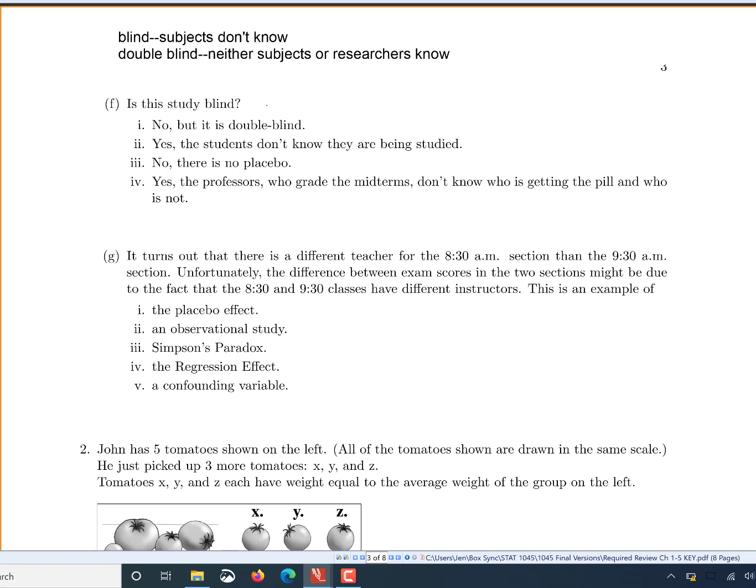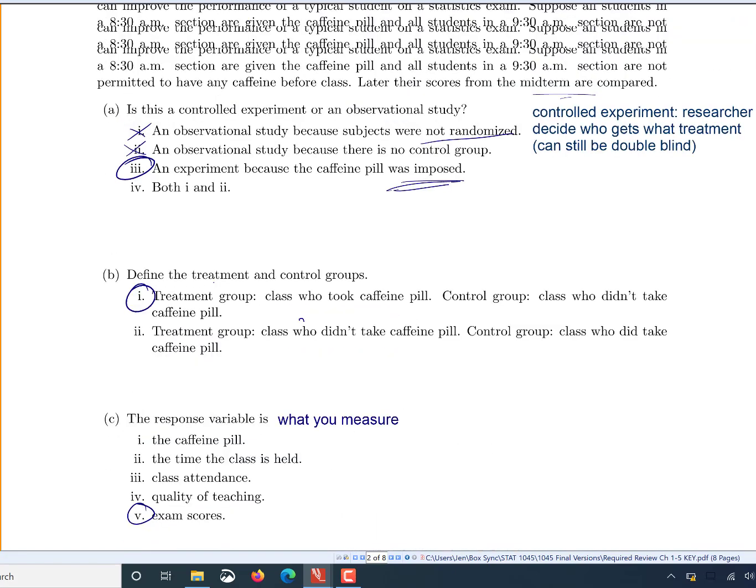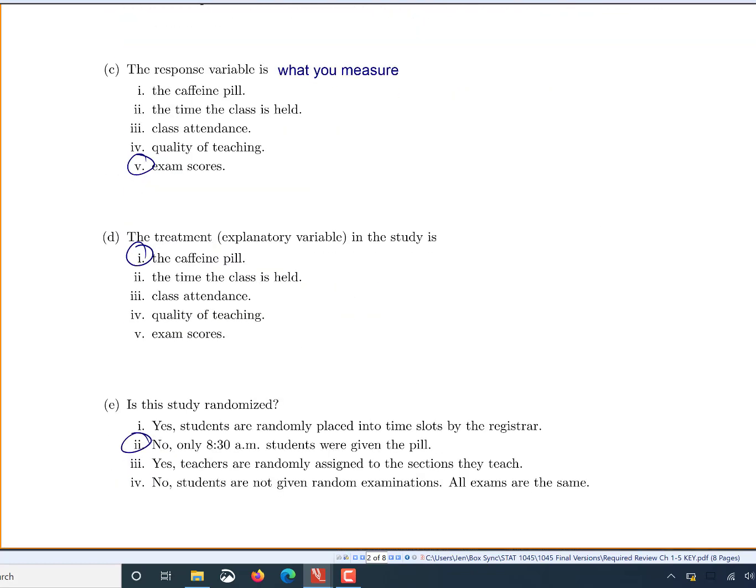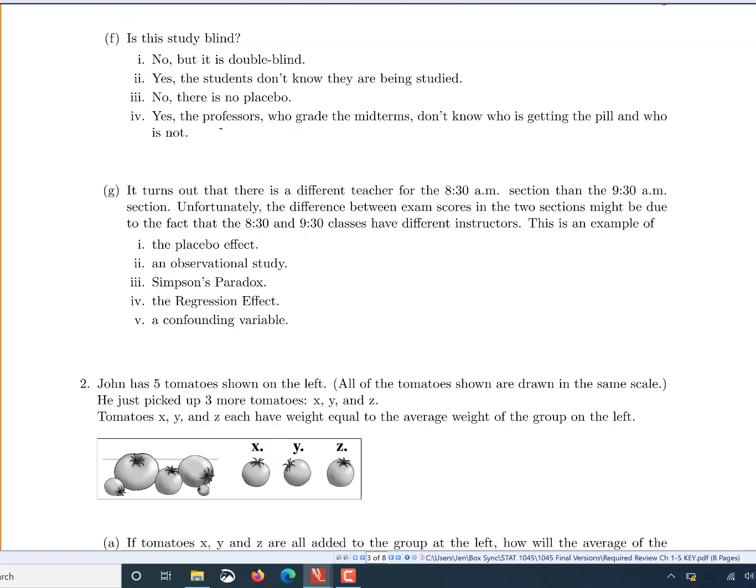Okay, is the study blind? Well, here's our note. Blind means that the subjects don't know which group they're in, and double blind means neither the subjects nor researchers know. Going back to look at the original, it says 8:30 a.m. has a caffeine pill, 9:30 a.m. they can't have any caffeine. I think it'd be pretty obvious to the students whether or not they're getting a caffeine pill or they just can't have caffeine. So it can't be blind, and if it's not blind, it's not going to be double blind. So I would say no, because there's no placebo. You would have needed to give some of the students a caffeine pill and some of the students a placebo pill, and then they wouldn't know which one they were in.